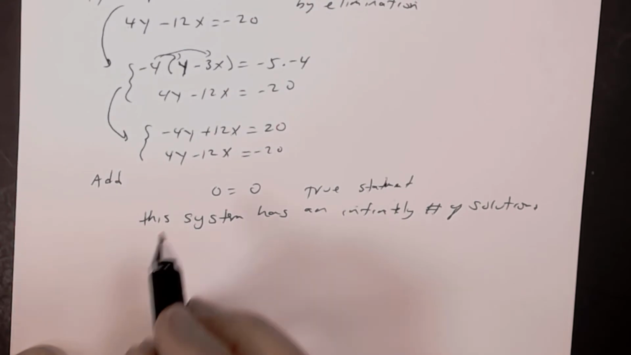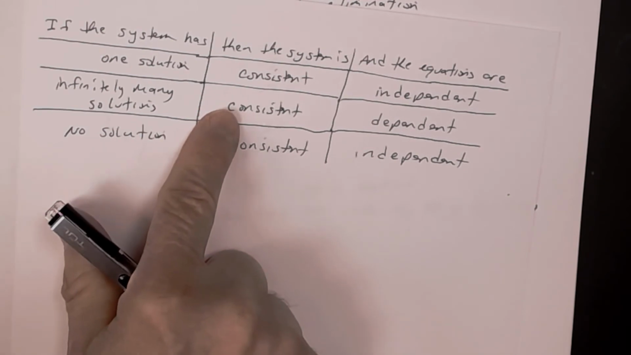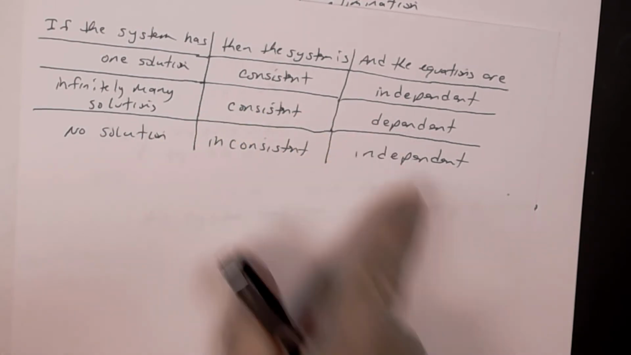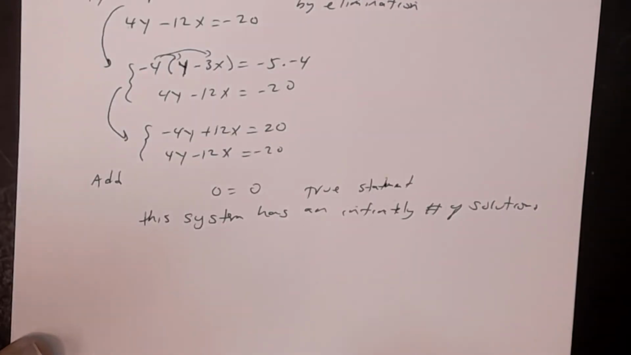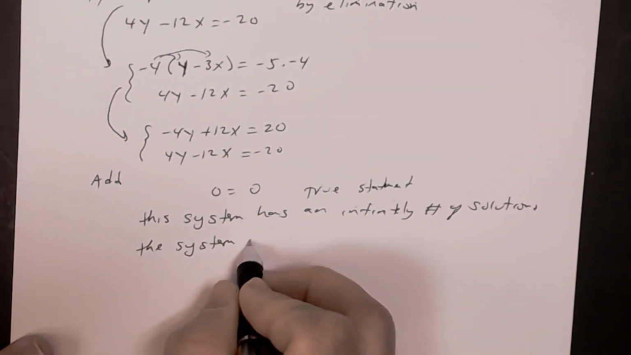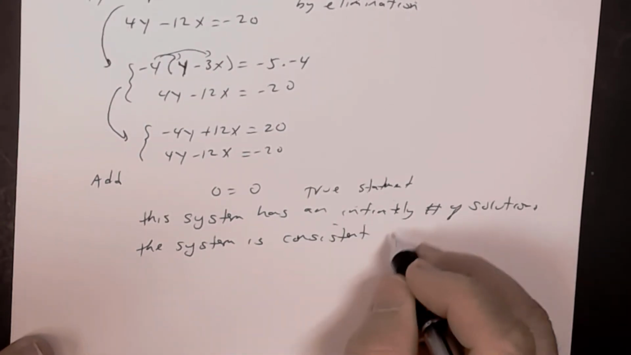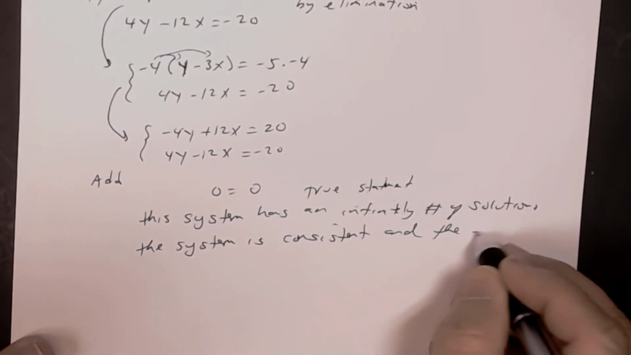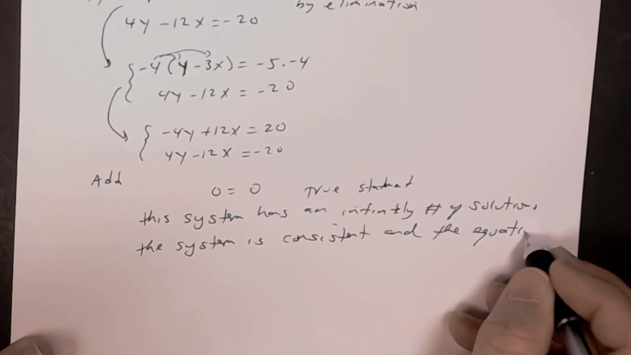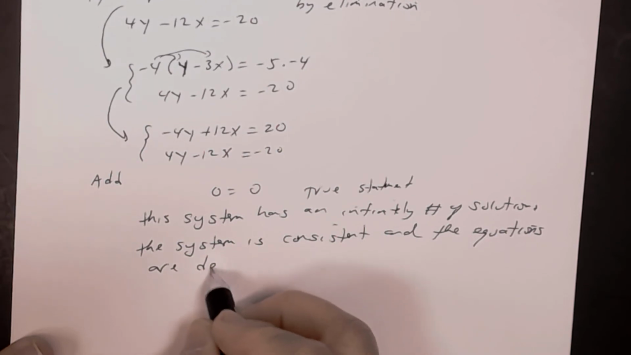So since the system has an infinite number of solutions, that means that the system is consistent, but the equations are dependent on each other. So the system is consistent, and the equations are dependent.